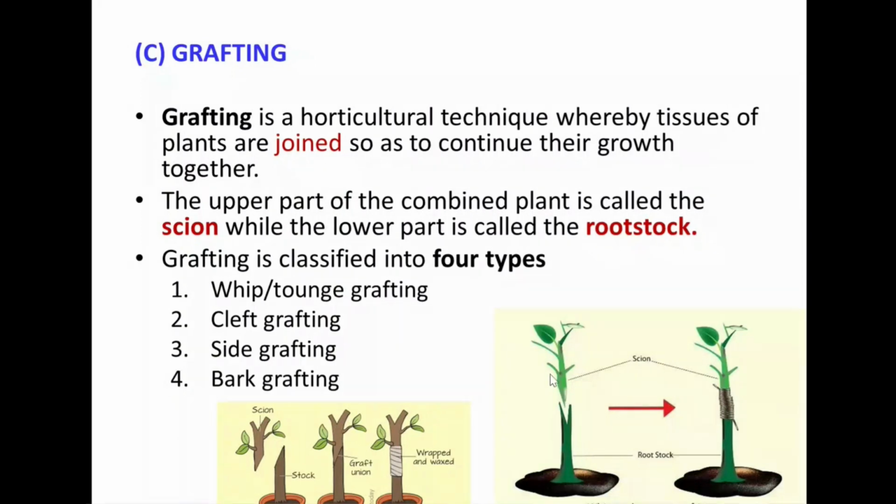Maybe we're going to discuss it in a subsequent slide. The incision you have to make, then insert that into a younger plant. That's the rootstock. Then you tie them, you water them, and they absorb.